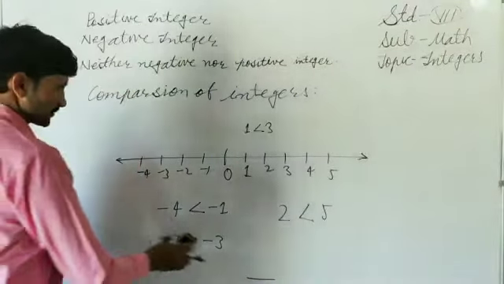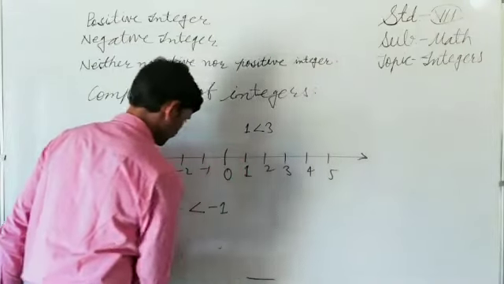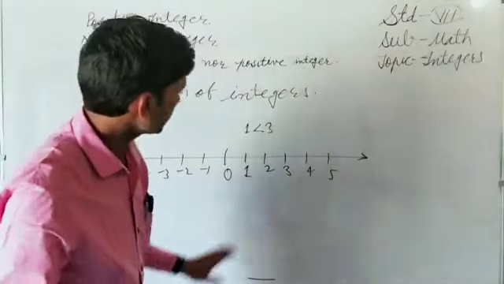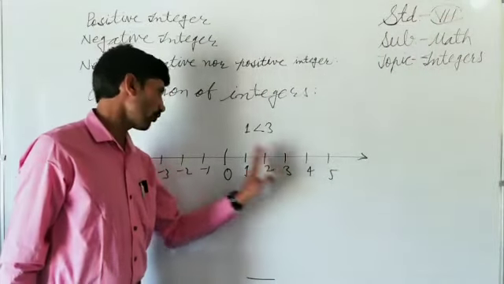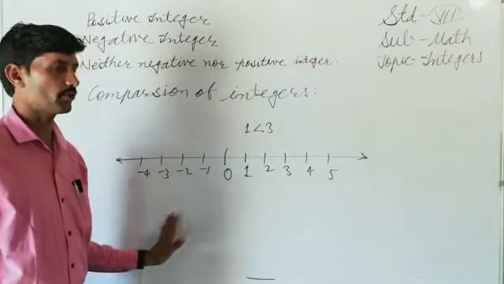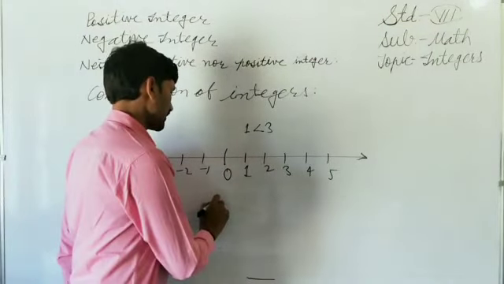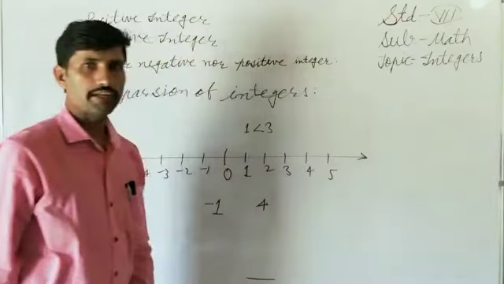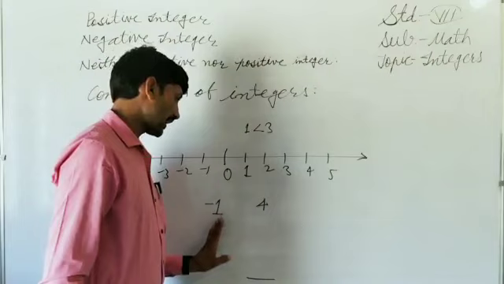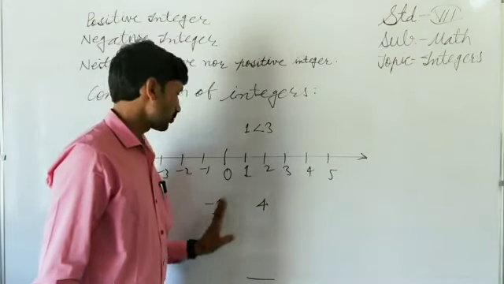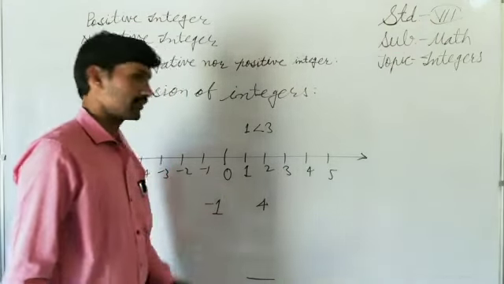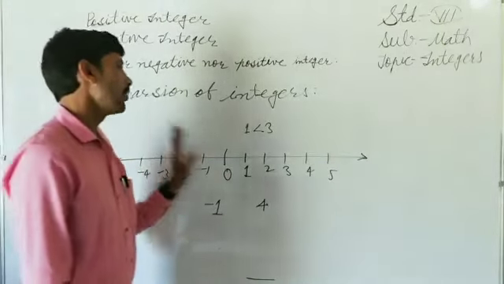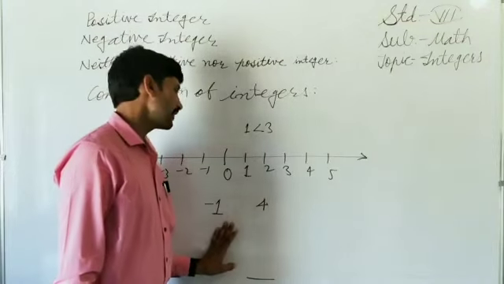Okay, let us now talk about one positive and one negative integer. It's very easy. All the positive integers are greater than 0. All the negative integers are smaller than 0. So if we take one negative integer, -1, and another equal to 4, then the positive integer will always be to the right side of the negative integer. So that's why the positive integer will be greater than the negative integer. So comparison of one positive and one negative is very easy. Always a positive integer is greater than a negative integer.